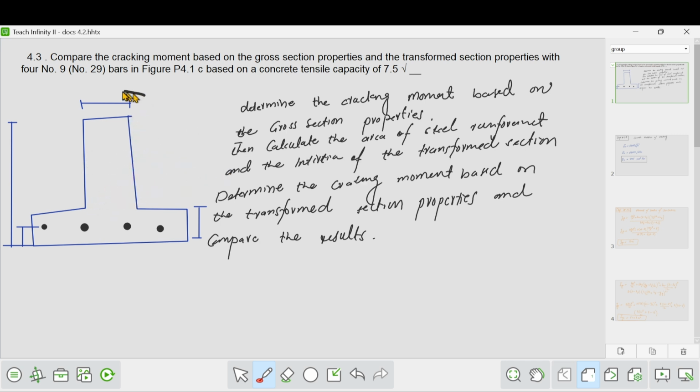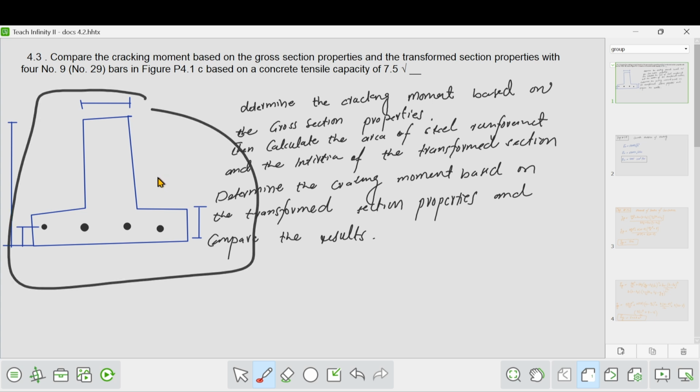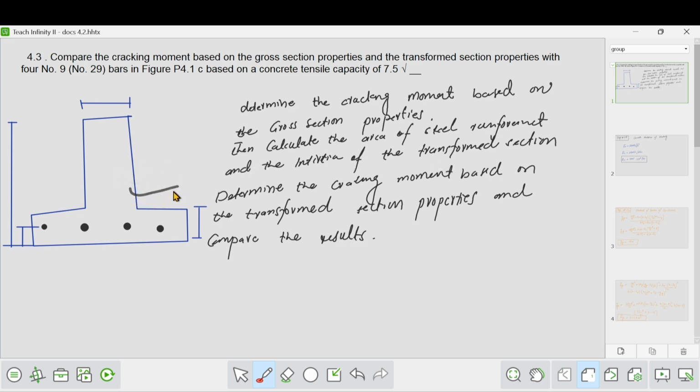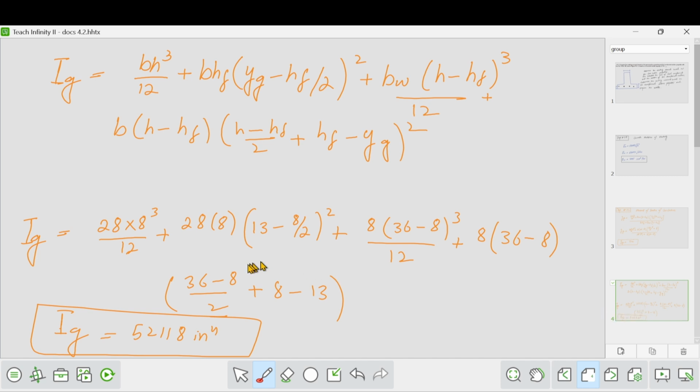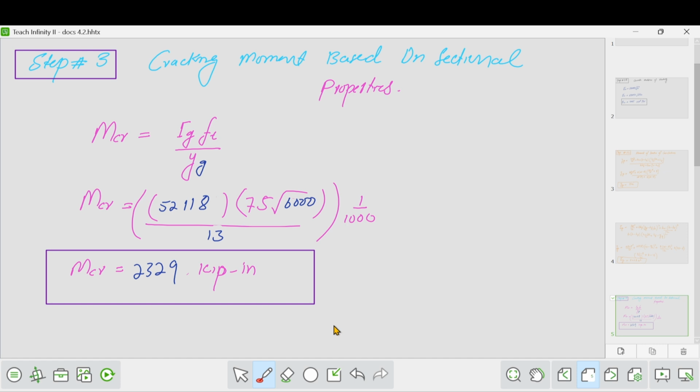For the moment of inertia, first we will find the centroid of this section. After that we will use the formula for the moment of inertia and put in all the values from the section dimensions. If I put the values of all these parameters, I will get the moment of inertia of the gross cross section, which is 52.11 inch to the power 4.